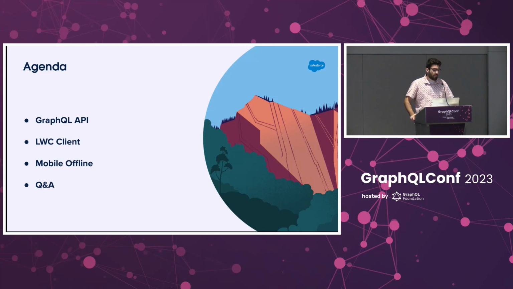So I'm going to talk about our GraphQL API, and then I'm going to talk about our Lightning Web Components client. I'm going to talk about mobile offline as well, which was some of the inspirations for us building GraphQL at Salesforce. And at the end, I'll do some Q&A.